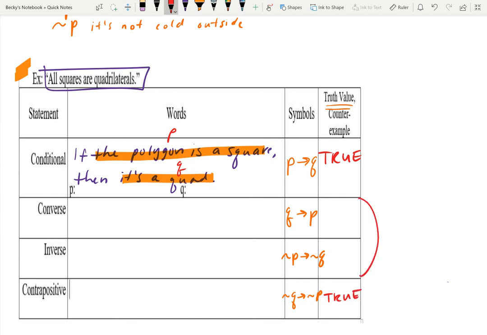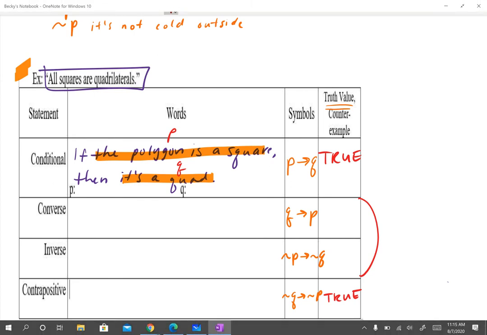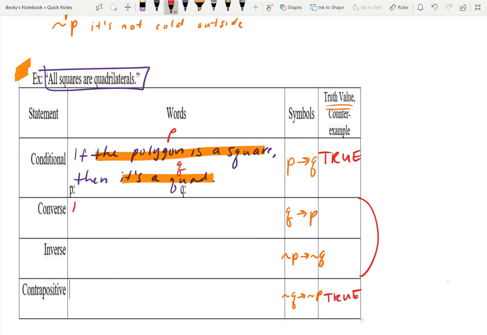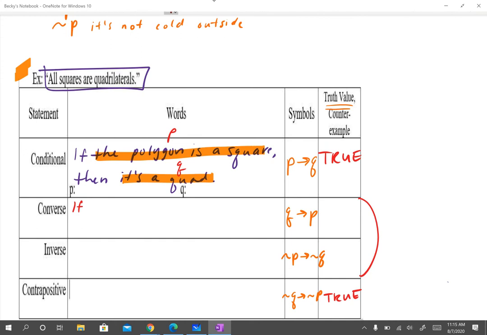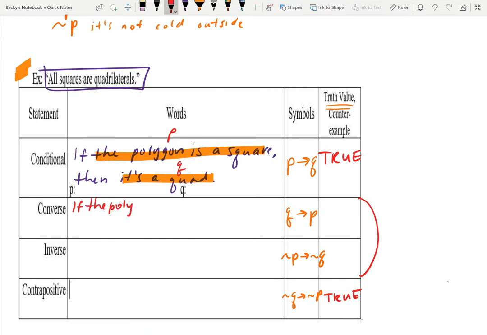Now, the two middle are either going to be true, true, or false, false, and we'll determine that in a second. If the polygon is a square, then it's a quadrilateral. Let's flip it. Can I say if it's a quadrilateral? Hopefully you're saying no. If the polygon is a quadrilateral, then it's a square.